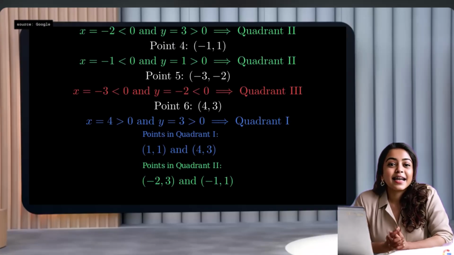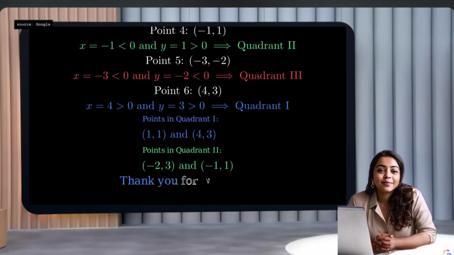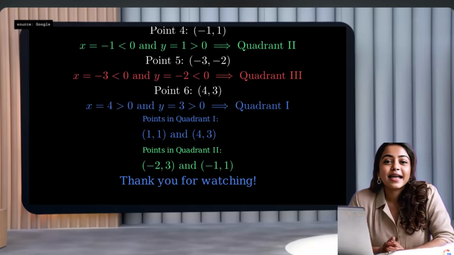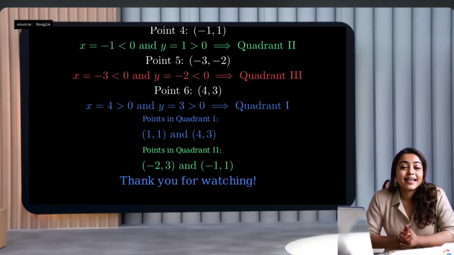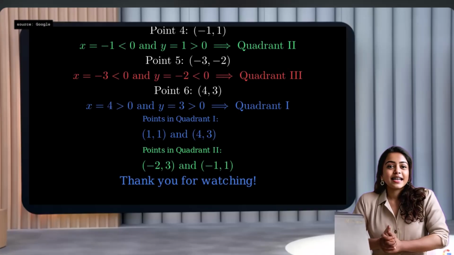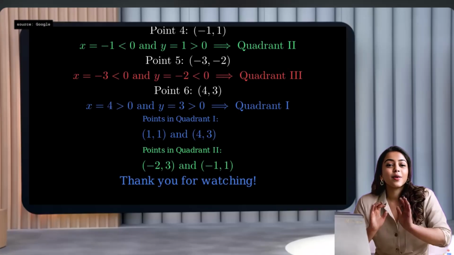To summarize what we've learned, points in quadrant I have both positive x and y coordinates. Points in quadrant 2 have negative x but positive y coordinates. Points in quadrant 3 have both negative x and y coordinates. Points in quadrant 4 have positive x but negative y coordinates. This understanding is fundamental in coordinate geometry and will help you solve more complex problems in the future.